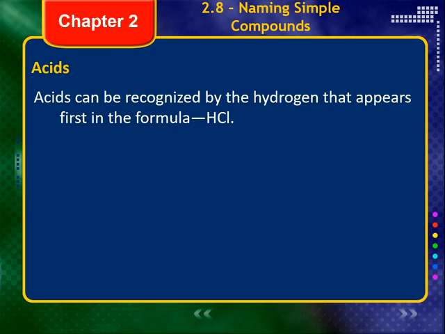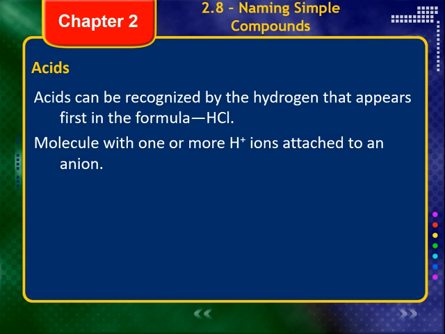Acids can be recognized by the hydrogen that appears first in the formula. For example, HCl. This is hydrochloric acid. You guys probably recognize this just by sight because it's used so much in examples. I can tell it's a hydrogen, and I can tell it's an acid because of that hydrogen in front.